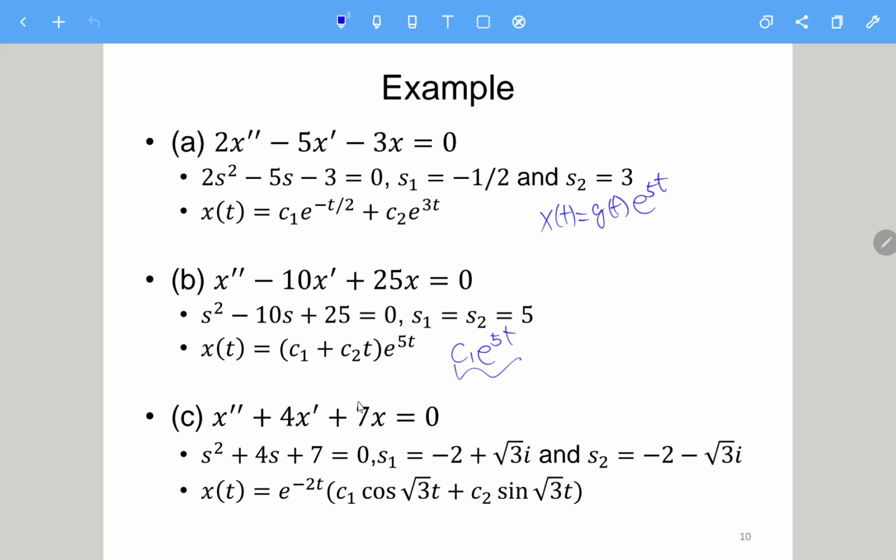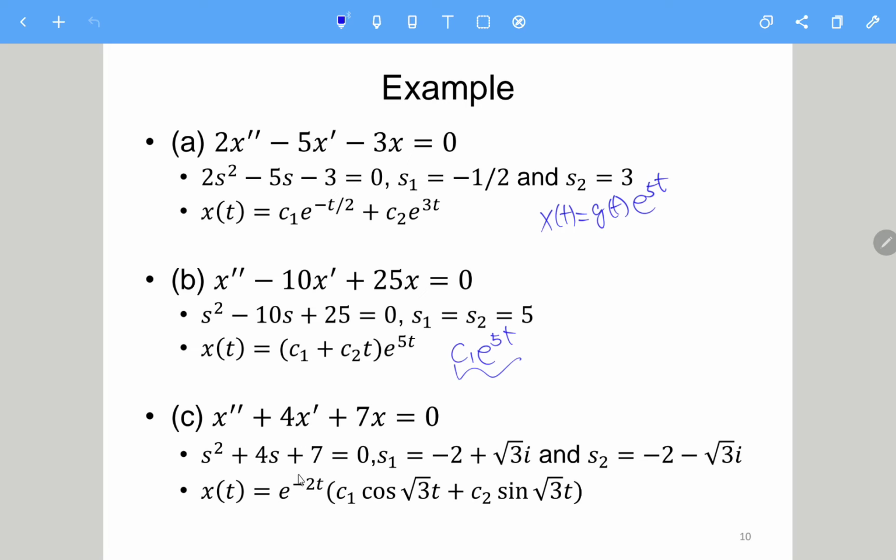So this is for the second case, we come up with c1 plus c2t, and then for the third case, x double prime plus 4x prime plus 7x to be 0, and then the characteristic equation is s squared plus 4s plus 7 to be 0. And then the roots are complex conjugate roots. So s1 is -2 plus square root of 3i, and then s2 is -2 minus square root of 3i. Okay, so the real part is -2, the imaginary part is square root of 3.